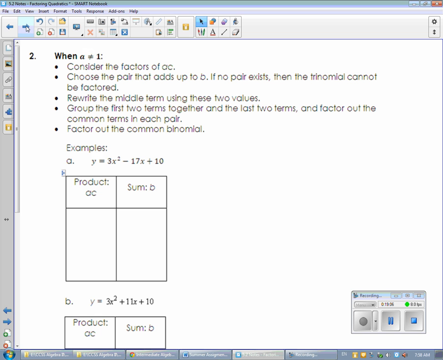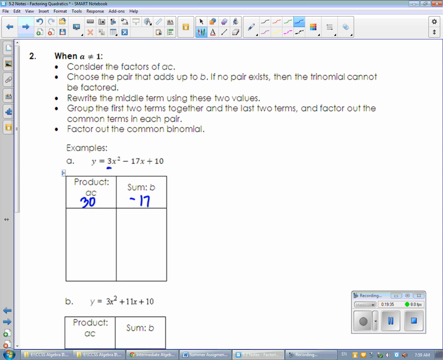Okay, it gets a little bit more tricky when our leading coefficient isn't 1. I'm going to show you two different methods for doing this, and then you can pick which method you think is easier. And so we're going to start off doing the same thing like we did before. I'm going to basically take a look at my product, but this time I have to include that a value. So I'm going to be looking at the product of 3 times 10, which is 30. My sum is still going to be that b term, which is negative 17.